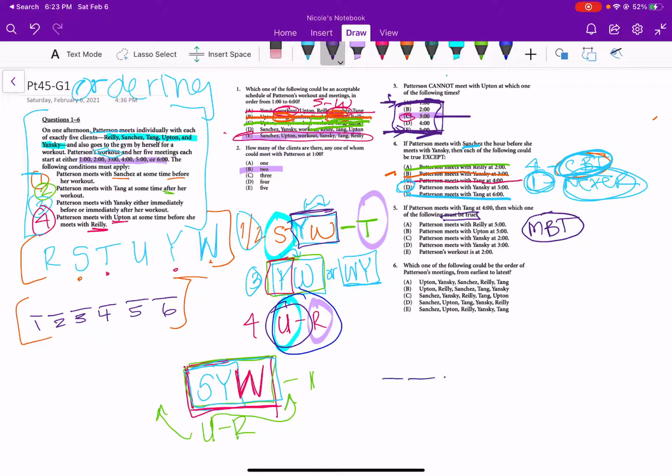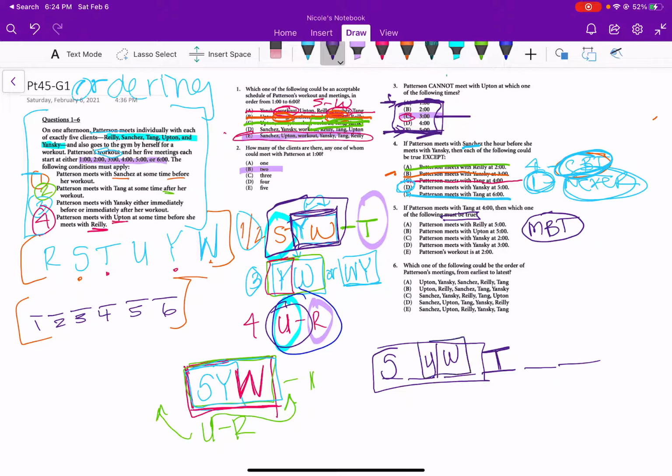So let's look at our rules. And does this trigger anything? Well, yeah, because we only have 3 spots before T. And so who must fill those spots? We know number 1 has to be S, but this is where we need to be careful with this Y and W, because Y and W could go back and forth. We just know they take up those spots. And then we're going to know that this is U and R, because U has to go before R.